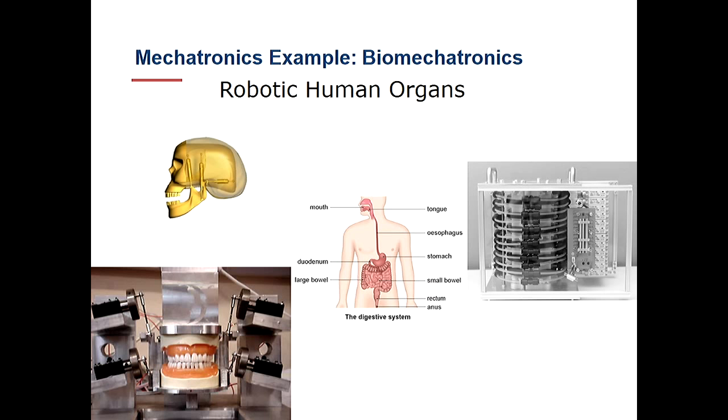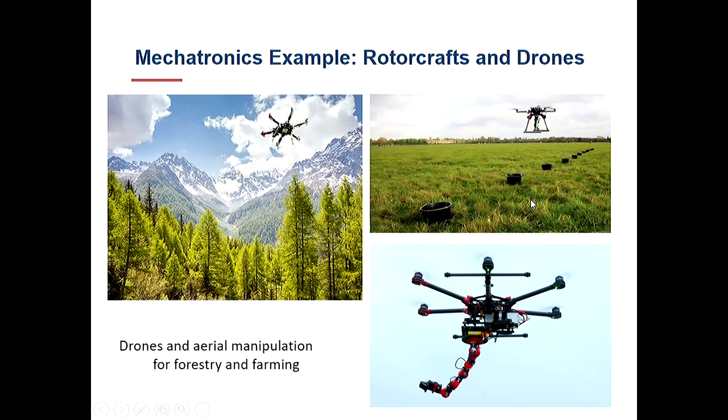Another example we're looking at is robotic human organs. There are a lot of potential applications for chewing robots and digestive robots, to simulate human organs and to be able to help come up with better therapies.